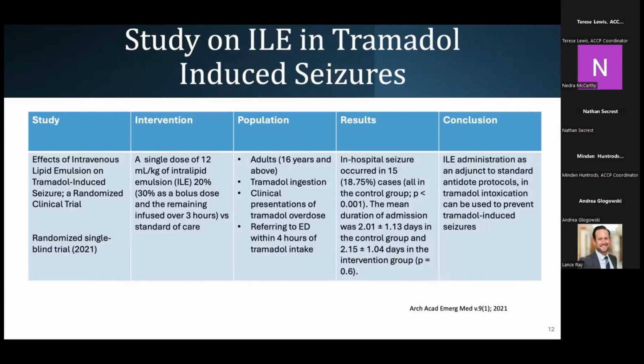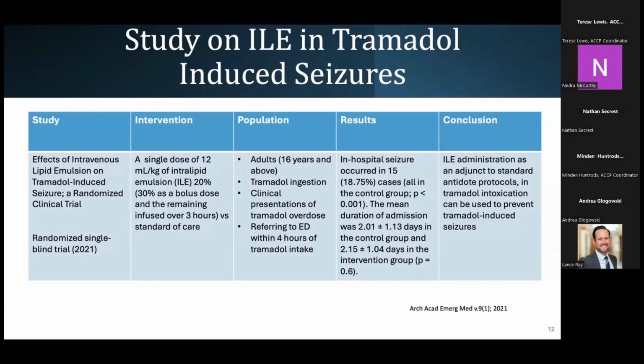The dose that they used was 12 mL per kg of the Intralipid emulsion, and the control group was just standard of care. Their population involved adults 16 years and above who had presented with tramadol ingestion, a clinical presentation of tramadol overdose, and were referred to the ED within 4 hours of tramadol intake. From this study, they noted that seizure occurred in all the patients in the control group and none in the intervention group. And the hospital stay was much shorter in patients who had gotten the intravenous lipid emulsion as opposed to standard of care.